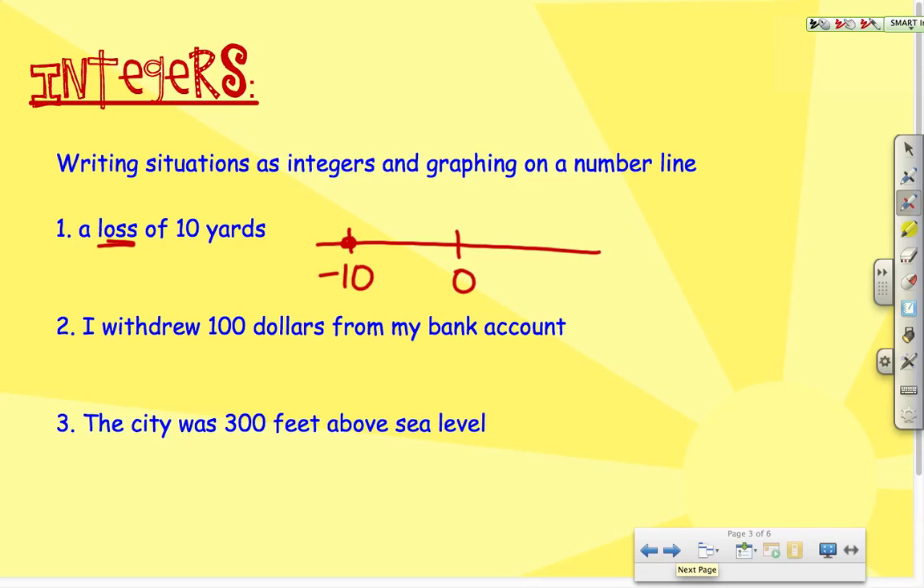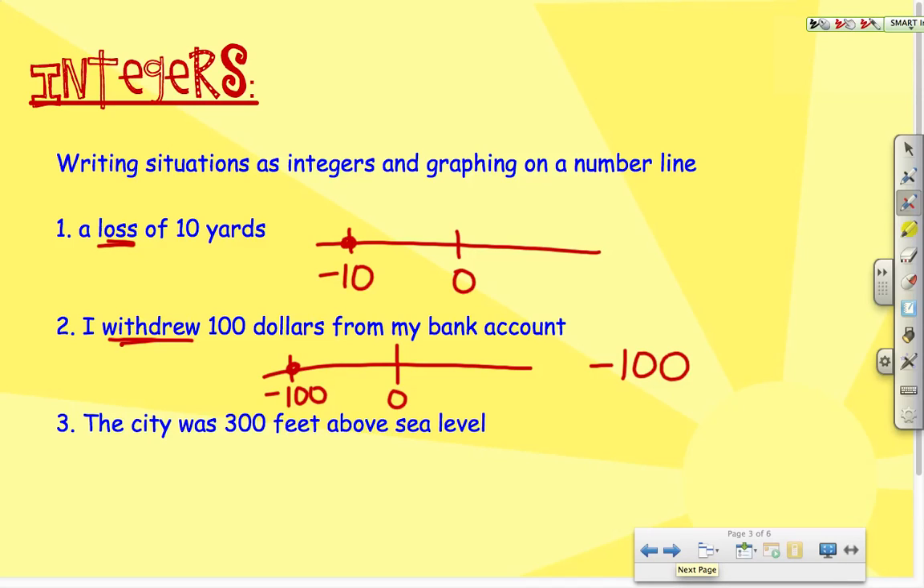Now let's take a look at the next one. I withdrew, there's a key word, $100 from my bank account. By withdrawing, it means that I had a certain amount and I took some away. So now I'm back here at -$100. So if I were to graph that, it'd be 0, -100. We'd plot our point right there at -100. To withdraw $100 means to have a -$100.